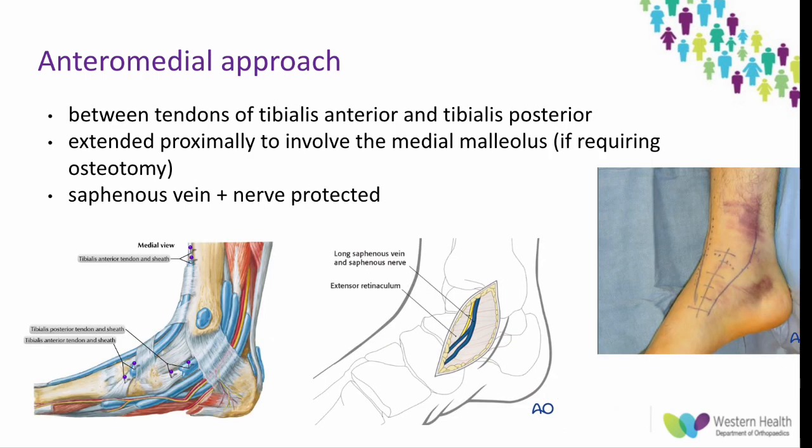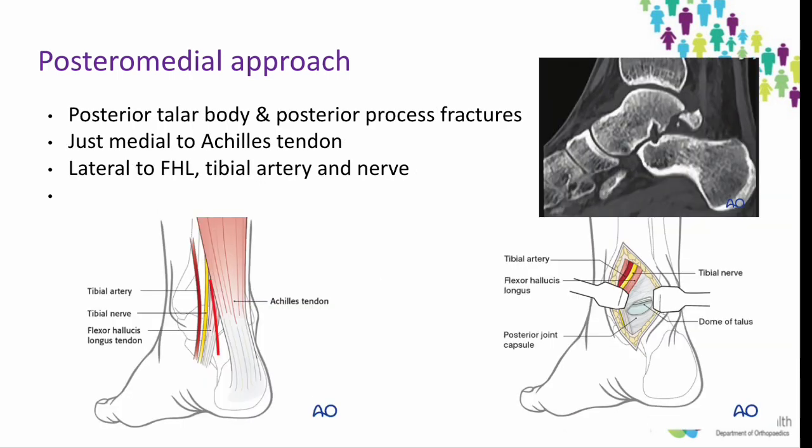From the anteromedial approach, this is between the tendons of tibialis anterior and tibialis posterior. This approach can be extended proximally to involve the medial malleolus if requiring osteotomy or fixation. And structures at risk here are the saphenous vein and nerve, which need to be protected. The posteromedial approach is for access to the posterior talar body and posterior process fractures. It's performed just medial to the Achilles tendon and lateral to the FHL and the tibial artery and nerve.